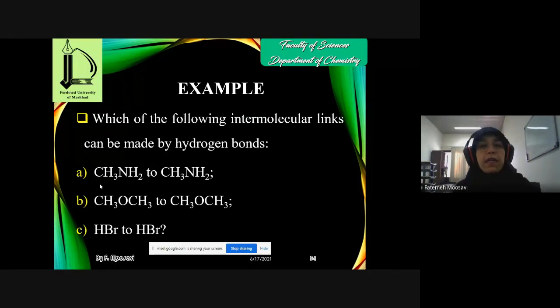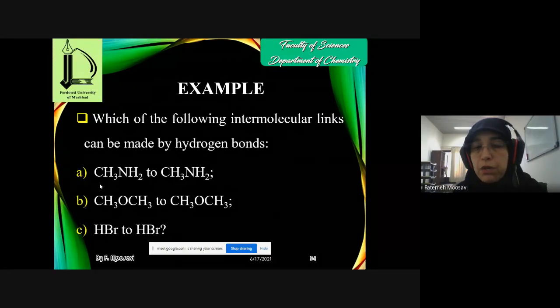To understand this, let me ask you a question. In your idea, which of the following intermolecular links can make hydrogen bonds? Number one, methylamine to methylamine. Number two, dimethyl ether with another dimethyl ether. Number three, HBr to HBr. Think for a moment and say which of the following intermolecular links can be made by hydrogen bonds?